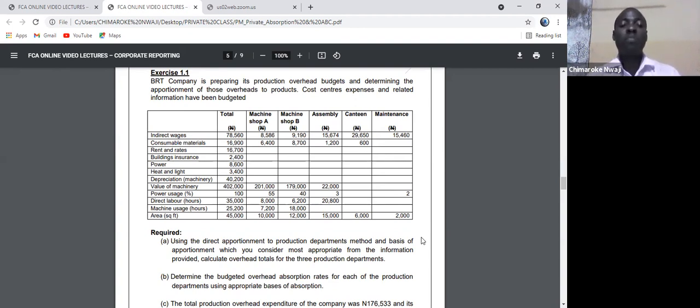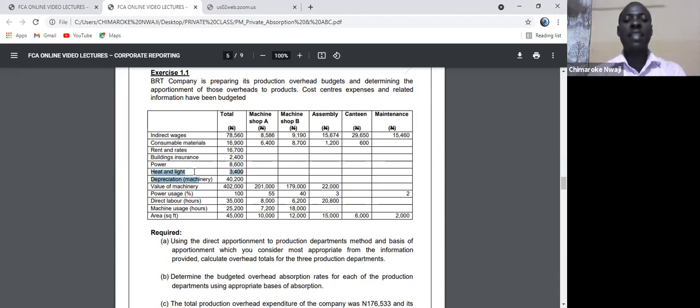The BRT company is preparing its production overhead budgets and determining the apportionment of those overheads to products. Cost centers. Yes, that was the word I was looking for. Cost centers. These are those halfway house. They are called cost centers. Yes, cost centers, that's the name I was looking for. Cost centers, expenses, and related information have been budgeted. Now, if you look at this table here, look at the expenses ranging from direct, indirect wages down to heat and lighting.